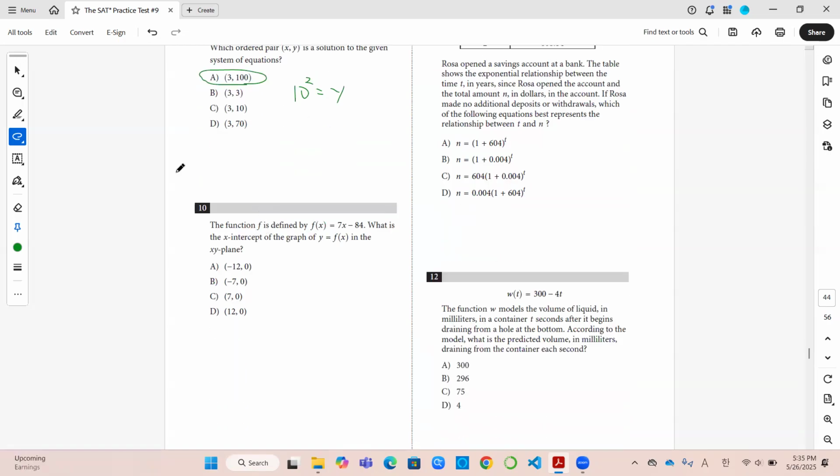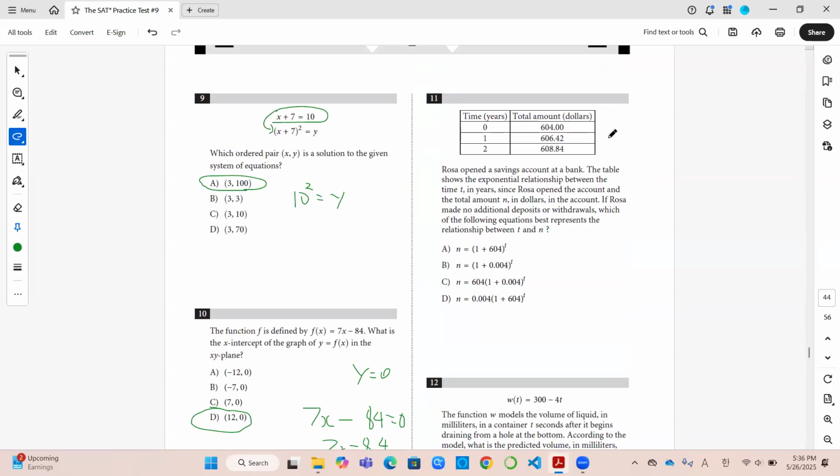The function f is defined by f of x is equal to 7x minus 84. What is the x-intercept of the graph of y equals f(x) in the xy plane? X-intercept is where y equals 0. So 7x minus 84 is equal to 0. 7x is equal to 84. X is equal to 12. So immediately, the answer choice D as in David is the correct answer.